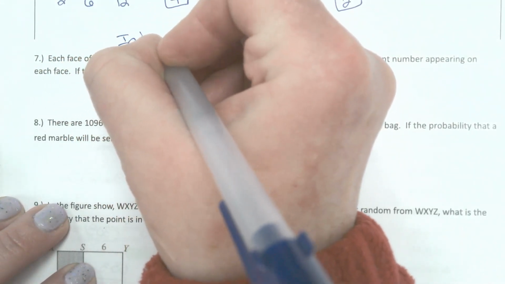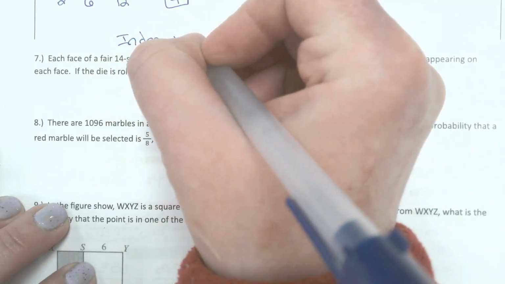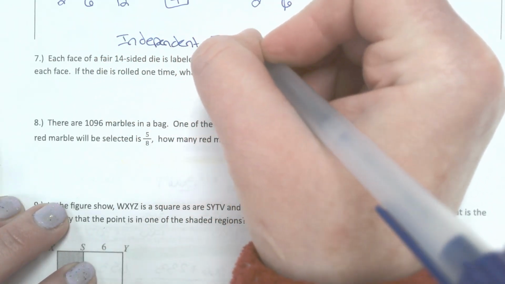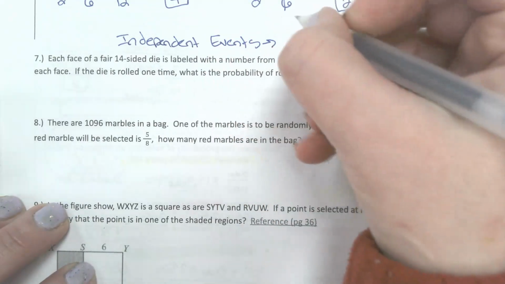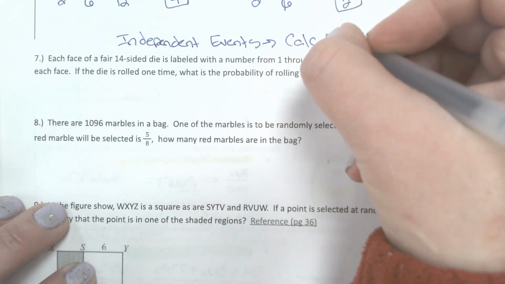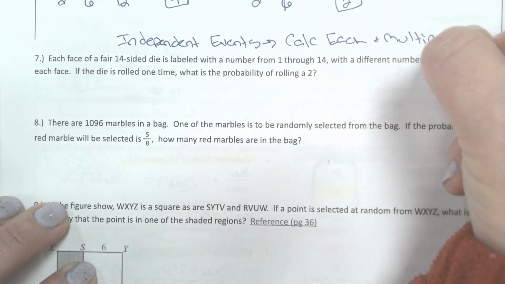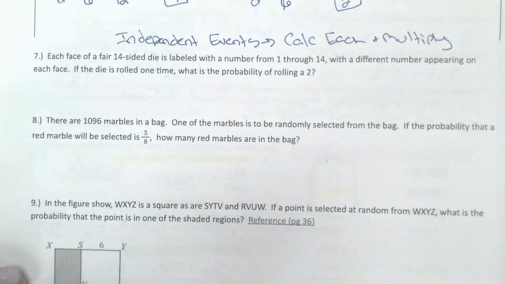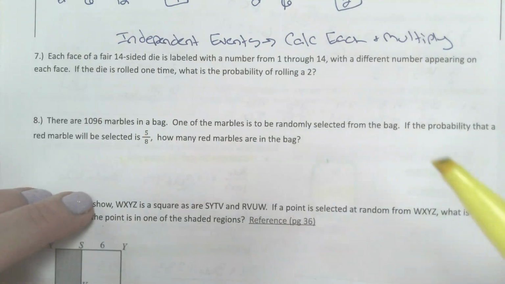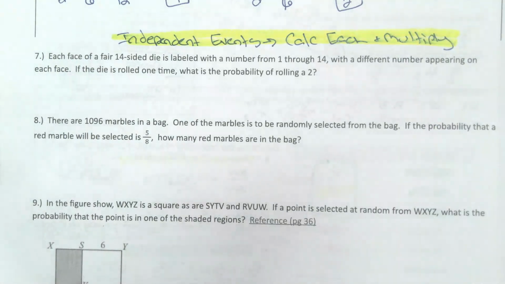All right, so the name of the game is if you have independent events, you're going to calculate each and multiply them together. That is the gist of what we're doing here. When you have independent events, you calculate the probability of each event and then you multiply it together.